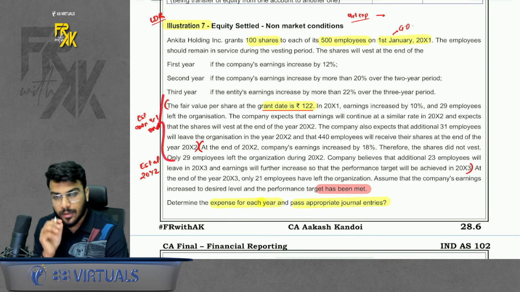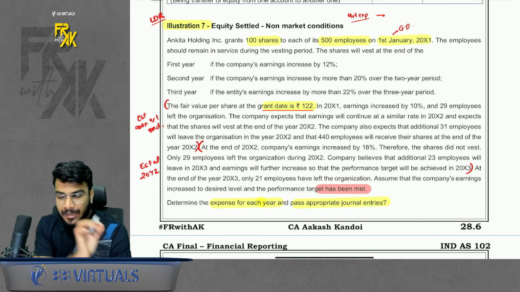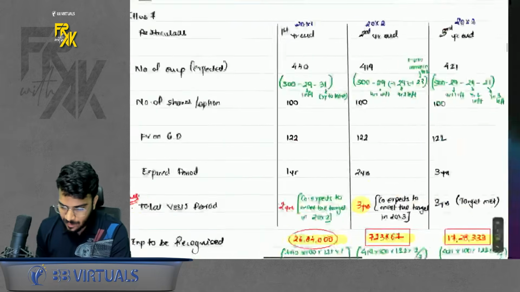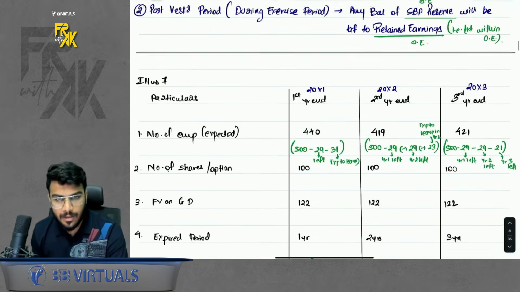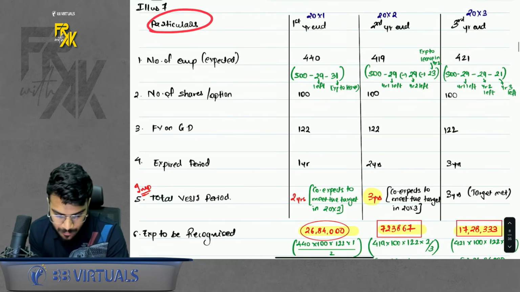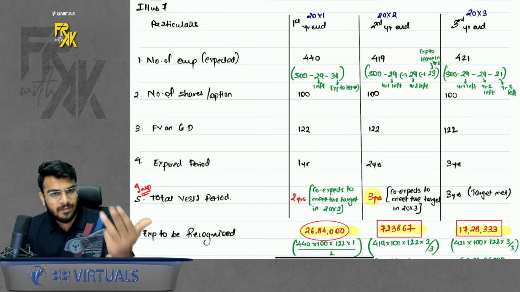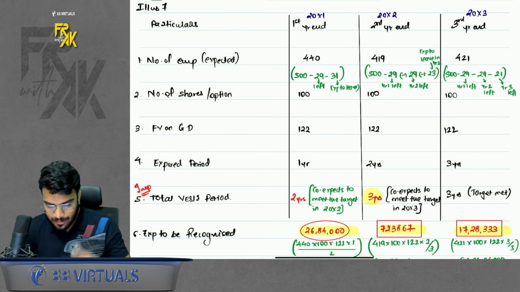But in this question, the vesting period from day one will never be known as 3 years. Now, how to solve this? First of all, we prepare a simple table. In this table, in the particular column, just write each and every element of the formula: employees, shares, grant date fair value, expired period, total vesting period, and then you will get the expense.